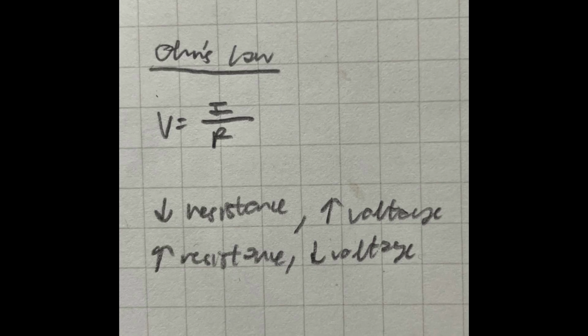A potentiometer is a variable resistor, meaning that the resistance can be adjusted by twisting it. Since it varies the resistance, it also alters the voltage and current of the circuit. This is because of Ohm's law. So, when I decrease the resistance, the voltage increases. When I increase the resistance, the voltage decreases.